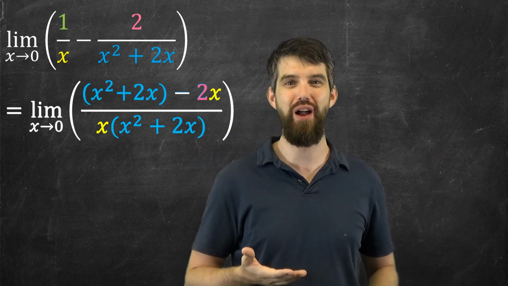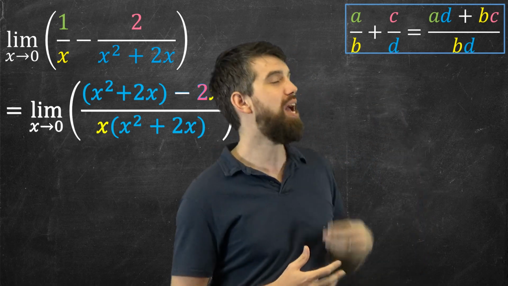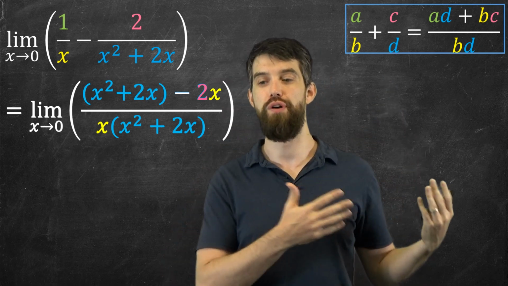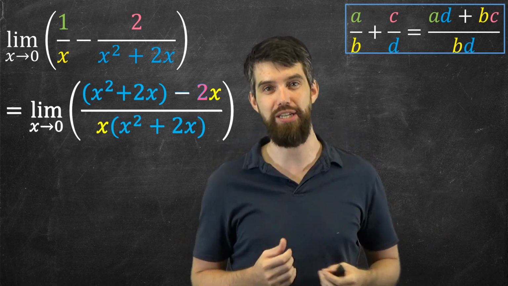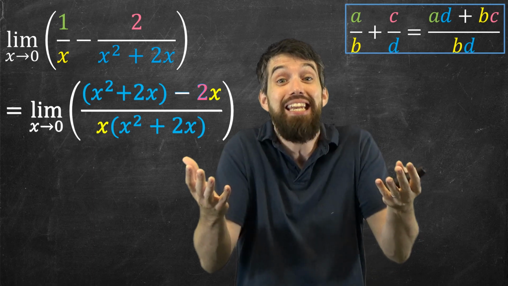The general formula for finding this denominator is if you've got a over b plus c over d, then you can put them together as ad plus bc over bd. It's cross multiplication. Now, I've got this. Let's see whether it's actually any nicer for us.